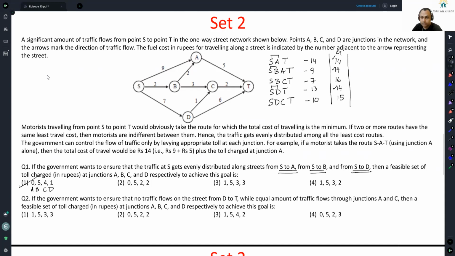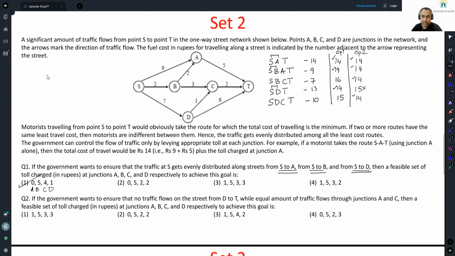This was option 1. Let us look at option 2. So this remains 14. This becomes 14. Now SBCT also becomes 14. Now what happens on SDT? Only 15. Okay. And last is 4 more. This also becomes 14. Now see, this route will be eliminated. These 4 routes will be taken.